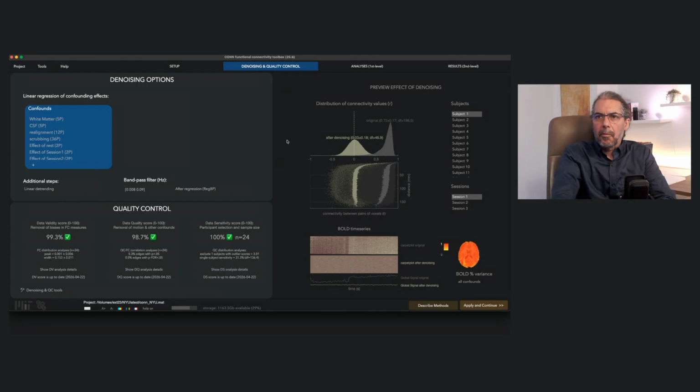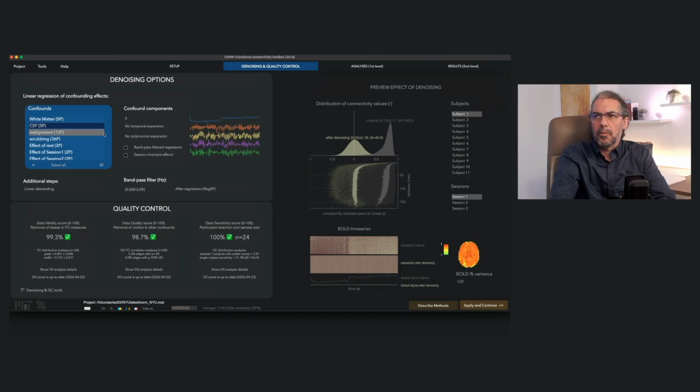This window is already automatically populated by conn with the default options for denoising. So in here you will see the default options that conn is suggesting for denoising. In here you can evaluate in real time, as you select the different choices, how the data looks for each individual subject. And here are the 3 quality control measures, the new measures that I wanted to talk about in this video in particular. But before we talk about those measures, just to give you a little bit of context, I would like to talk very briefly about what denoising is. What is it that we are trying to do in this particular tab?